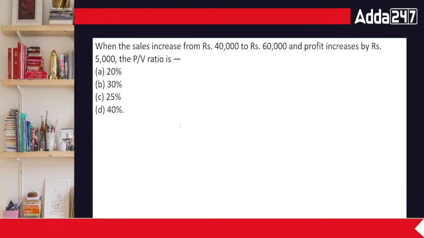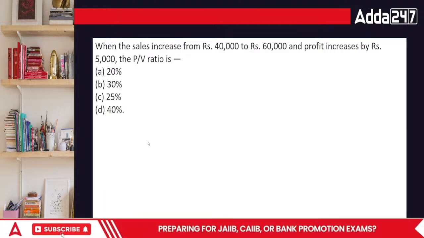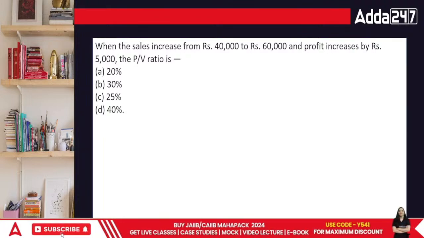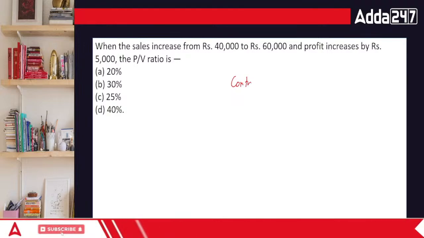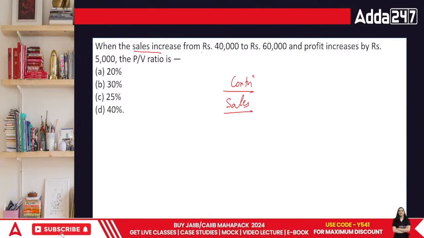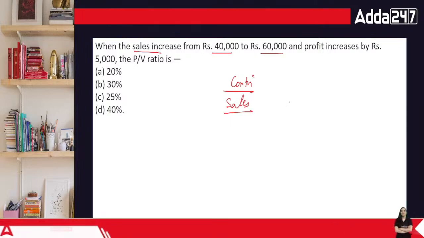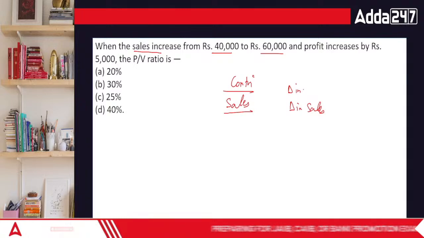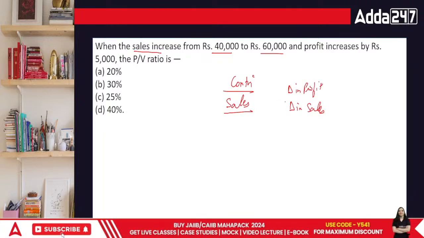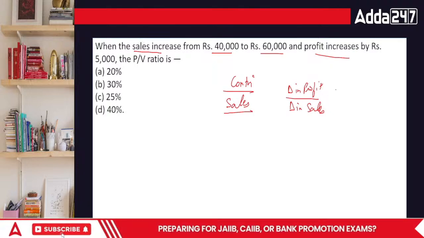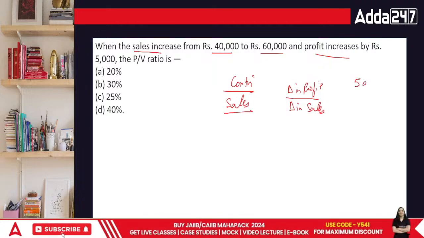What do you mean by PV ratio? PV ratio is basically a specific ratio whose formula is contribution divided by sales. When the sales increase from 40 to 60, matlab this is change in sales and change in profit. Okay, there are different ways. In this case, they're talking about the profits and changes. Na, change in profit upon change in sales hoga. The profit increases by 5,000. The sales increase from 40 to 60, it is 20,000.